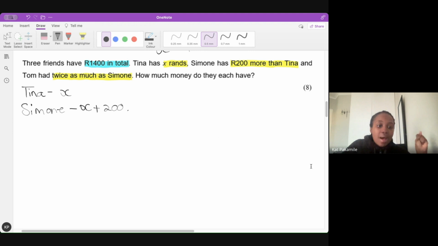Great. And then Tom has twice as much as Simone. So let's set up Tom's equation here. Twice as much as Simone. So don't get into the trap about using Tina's amount. What equation could we set up, or expression rather, for Tom's amount?